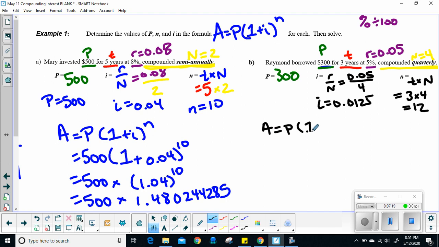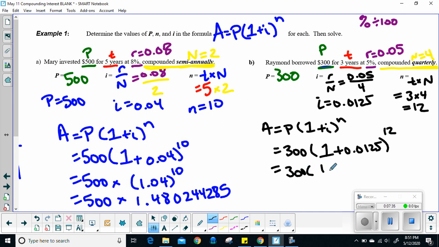There's P. Let's do this. A equals P bracket 1 plus i to the exponent n, equals $300 is what we start with, 1 plus 0.0125 because we're increasing by that, all to the exponent 12 because it's happening 12 times. Simplify what's inside your brackets first, please, always. And then you can probably calculate all that at once: 300 times 1.0125, exponent button, 12. Depending on your calculator, it depends on how well it'll do this. And that would round up to 23.